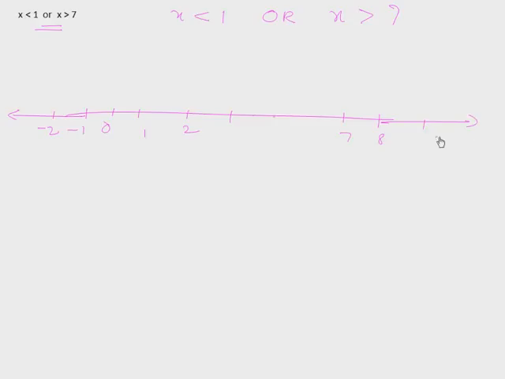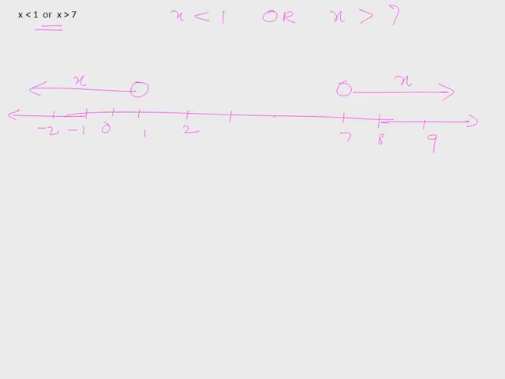The other kind of combined inequality is with the OR. X less than 1 or x greater than 7. Let's see what it means on the number line. So again, I have 1, 2, 7, 8, 9, and so on. It says x is less than 1. So I put an open circle at 1 and x is less than 1, or x is greater than 7. So I put an open circle at 7 and x is greater than 7.